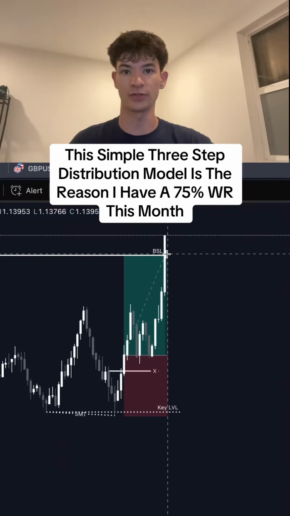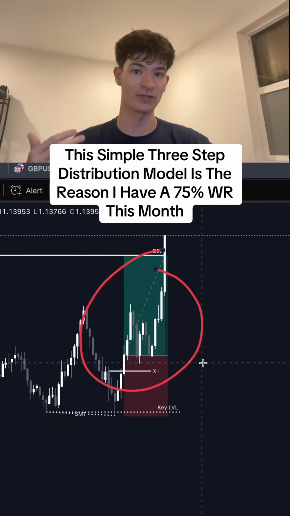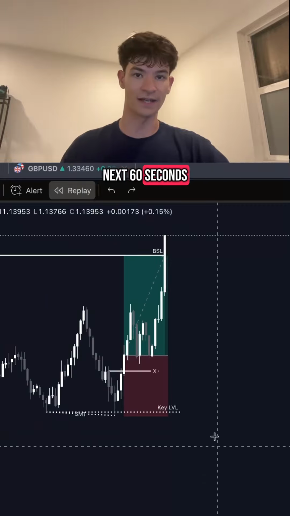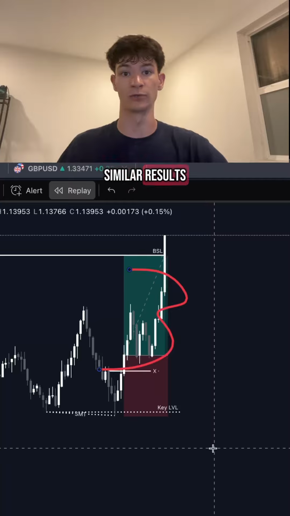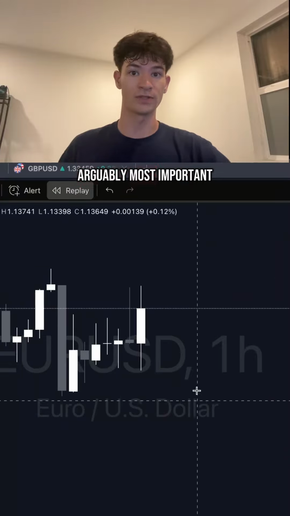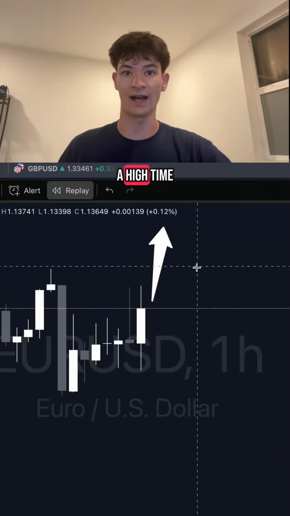This simple 3-step distribution model is the reason I have a 75% win rate this month. And in the next 60 seconds, I'm going to be breaking down all 3 of these simple steps so you guys can learn this model and achieve similar results. Your first and arguably most important step of this model is to identify a high time frame bias.